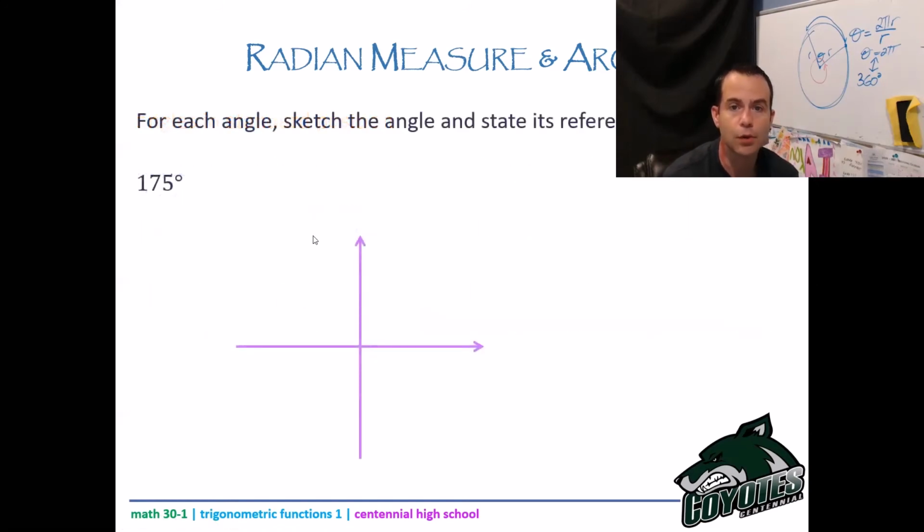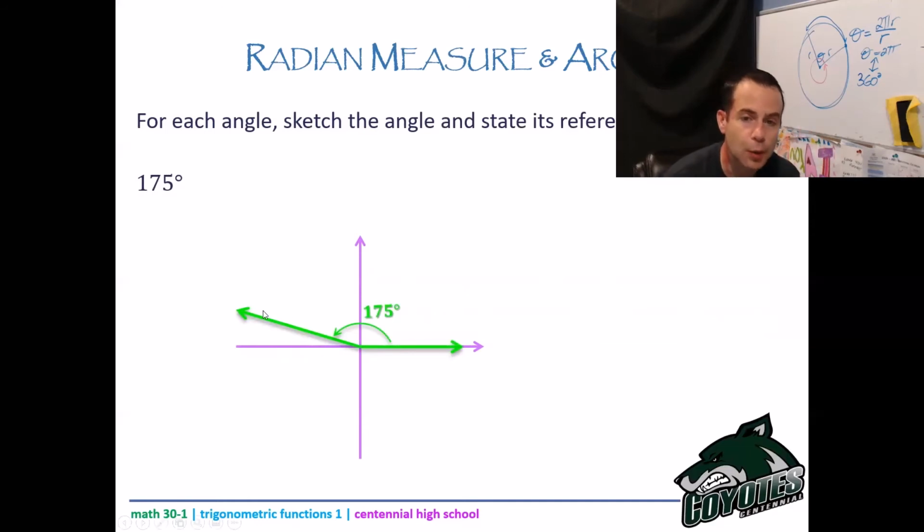Okay, so for each angle, sketch the angle and state its reference angle. So 100, now you should be pausing me for each one of these and trying them if you haven't been pausing me already. 175 degrees. You should be almost at the 180, right? I'm not looking for exact, I'm looking for a sketch. So I need to know you're in the right vicinity. So roughly there. Now what would the reference angle be?